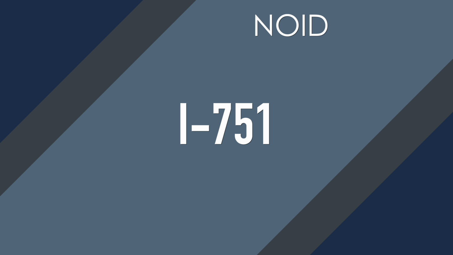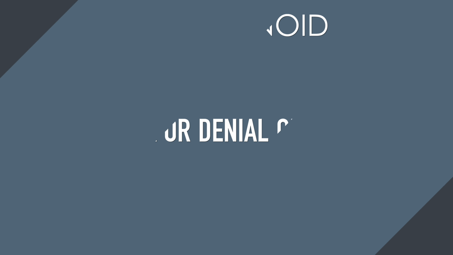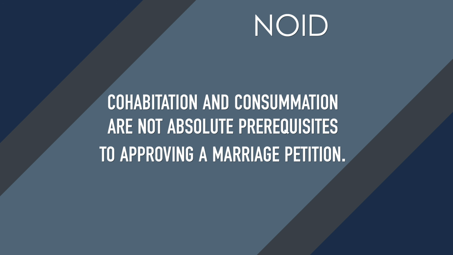So stay tuned. Next, the law with respect to I-751 petitions. Different set of rules, different law. I'm going to list these cases in the description box below so you can make use of them, okay? Basically, the standard on I-751 petitions is that there has to be a basis for a denial of an I-751, okay? There has to be evidence. The service has to provide that evidence. Cohabitation and consummation are not the only factors that they should consider. There are other factors that they must consider.